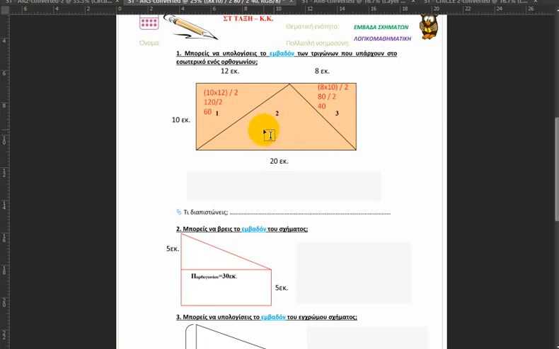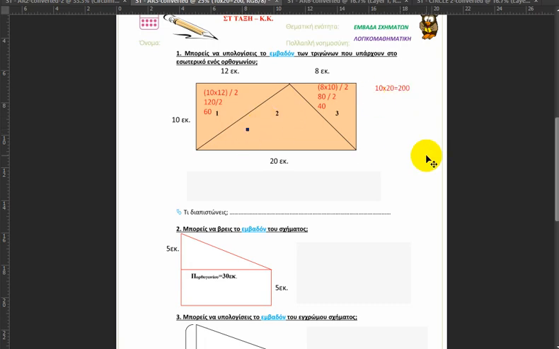Well, what I have to realize is that these 3 triangles together give me one big rectangle that has sides of 10 and 20. And since I know these two parts, triangles 3 and 1, I can subtract them from the area of the whole rectangle to find the area of triangle 2. So let's do that. The area of the entire rectangle is going to be 10 times 20, which is going to be 200.